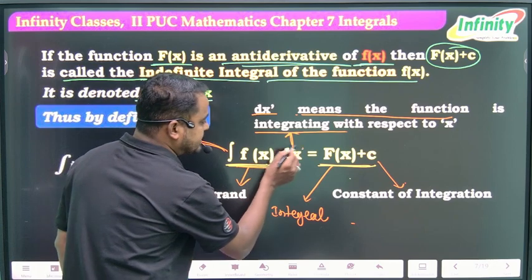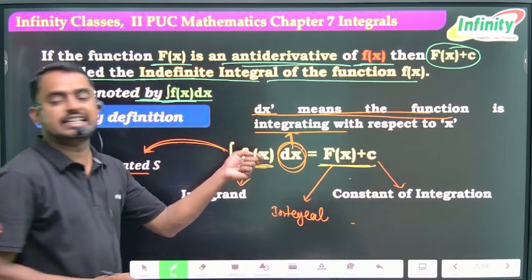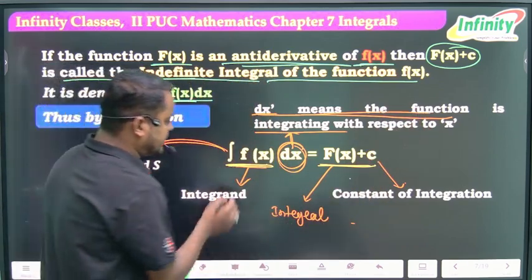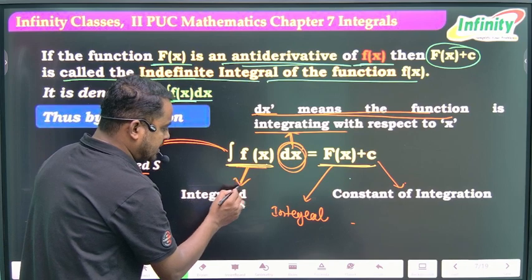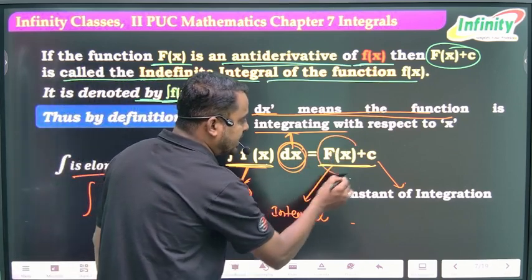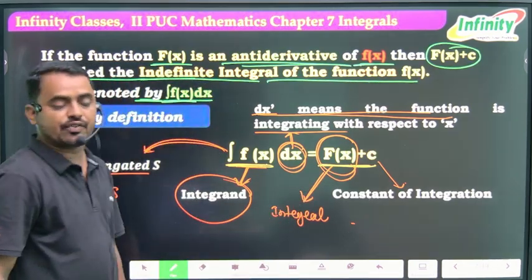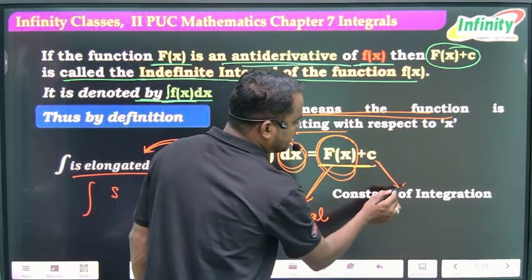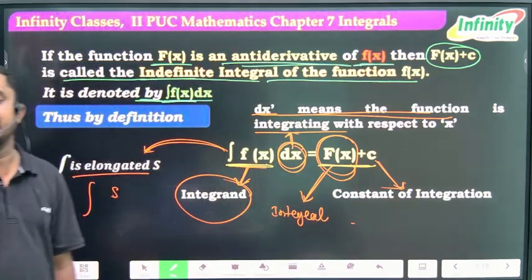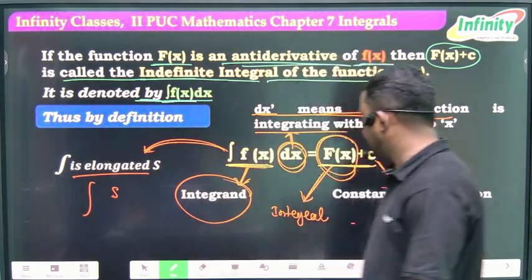And this dx means the function is integrated with respect to x. This f of x is the integrand, and after integrating we get the integral of the function, that is F of x, and this c is the constant of integration.